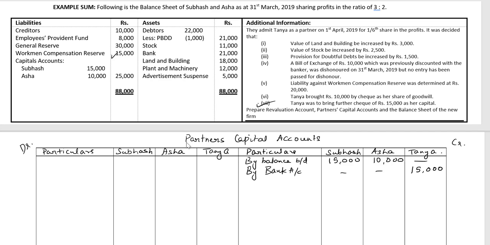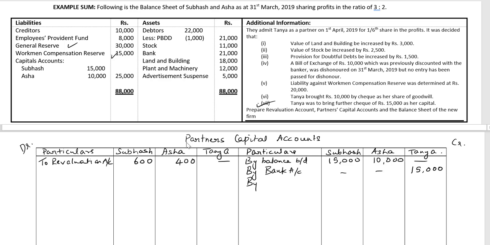Next, we'll transfer the loss on revaluation account to the partners' capital accounts. We had a loss of 600 for Subhash and 400 for Asha. Next, we'll deal with the reserves and fictitious assets. We have a general reserve appearing at 30,000. Nothing is specified, so we'll follow method 1 and distribute the general reserve between Subhash and Asha in their old profit sharing ratio, which is 3:2.